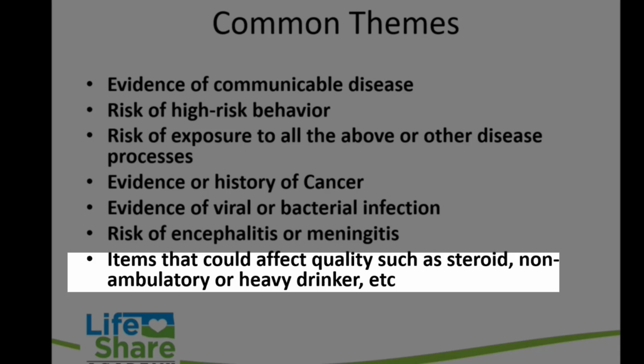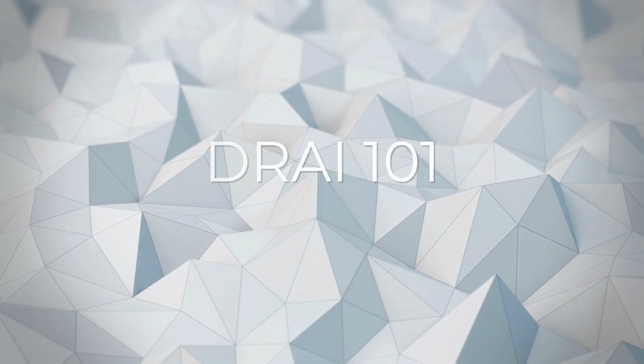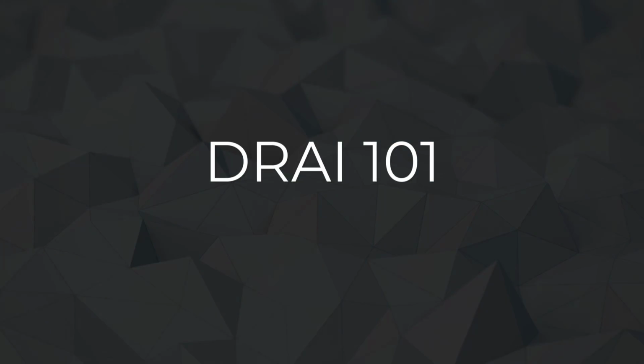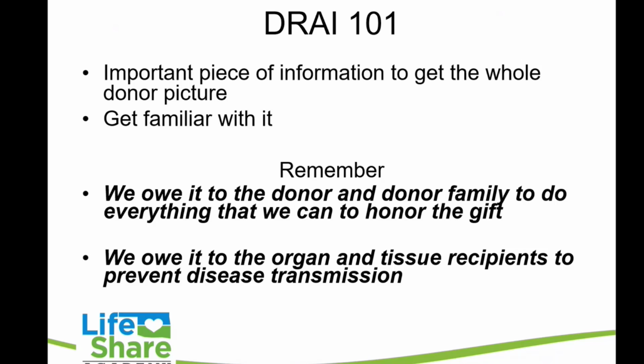So while the DRA may seem long and inconvenient, it is very important for assessing the suitability, eligibility, and quality of the donor and the tissues. The DRA is an important piece of the information to get the whole donor picture. Even though you will never be conducting the DRA, it is important for you to be familiar with why we use it and how it can impact allocation for both organs and tissues.